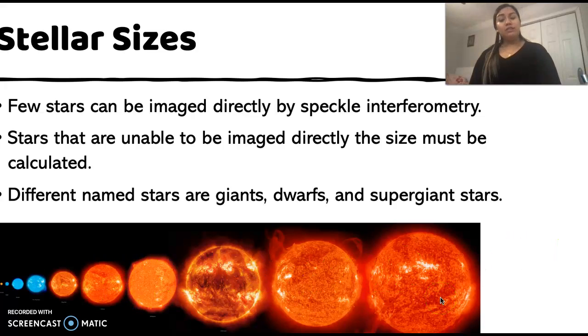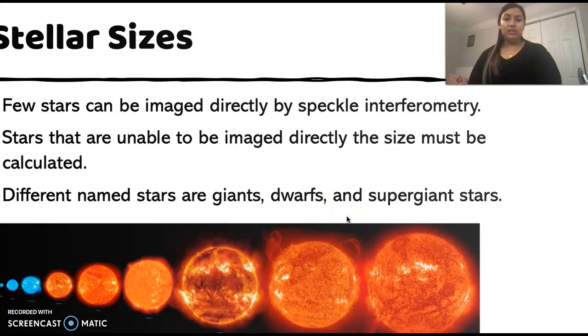Giant stars have radii between 10 and 100 times the sun's. Dwarf stars' radii are equal to or less than the sun's. And supergiant stars, their radii are more than 100, up to 1,000 times the solar radii. Crazy. Then right here, like I said, some supergiants, giants, dwarfs, all that good stuff.